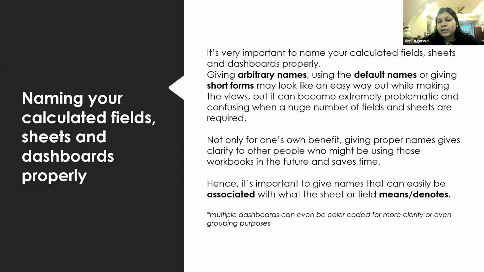So that's a really good thing to do: give your sheets and calculated fields a name associated with what's happening inside. For example, if you have a formula which calculates a profit ratio, the calculated field name should be profit ratio so that people know what is happening inside this formula.